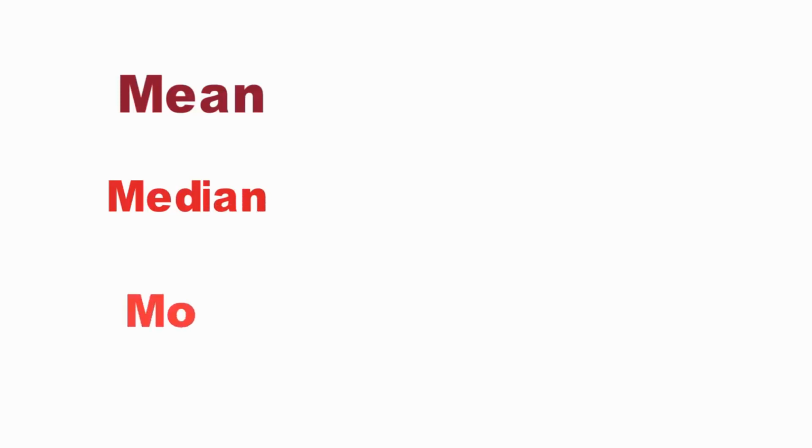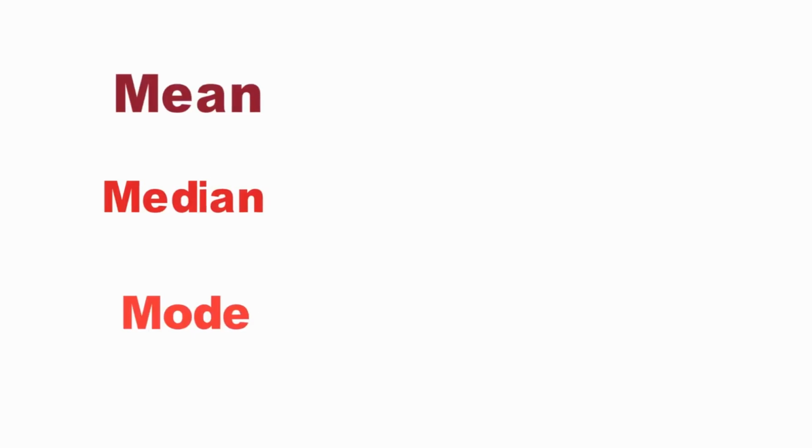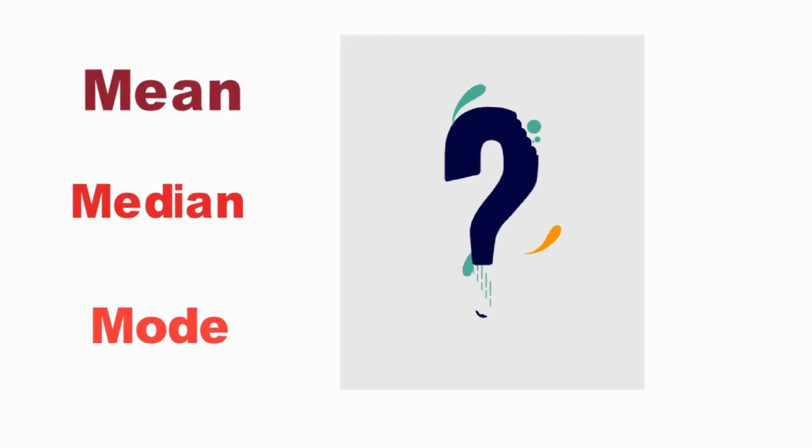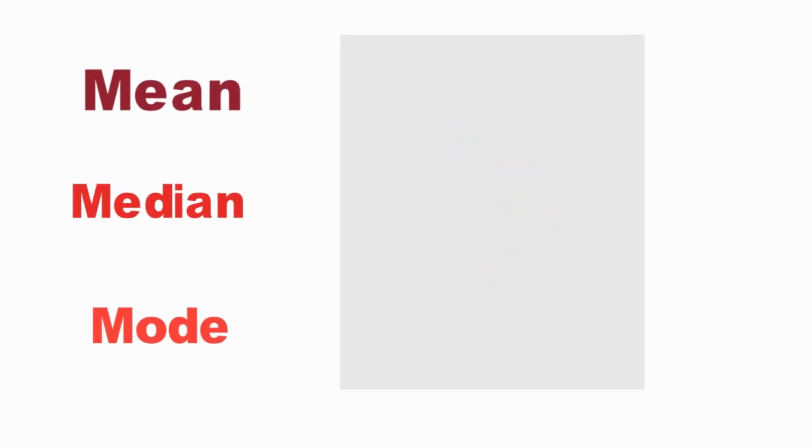Mean, median, and mode are different measures of center in a numerical dataset. They each try to summarize a dataset with a single number to represent a typical data point from the dataset. So, in this video we learn about what is mean, median and mode with easy example.